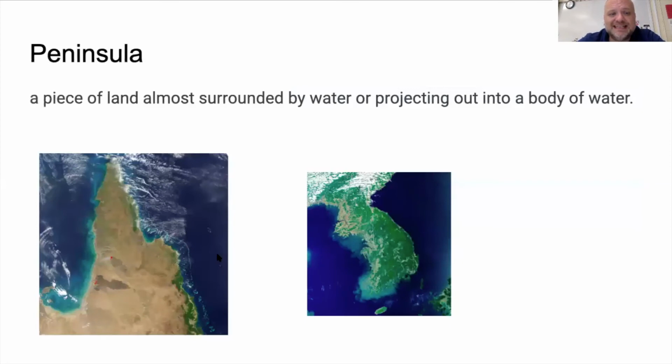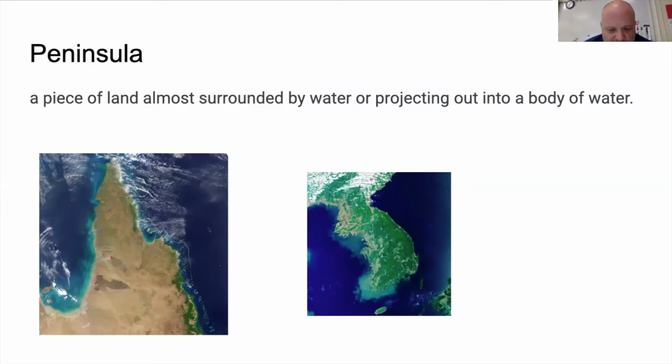Moving right along, peninsula. Now, in elementary school, you are taught that a peninsula is a piece of land surrounded by water on three sides. As we get older, we tend not to say three sides. If you look here at Australia, that is a peninsula. Here's 1, 2, 3, 4, 5, 6. So they can have more than three sides. We kind of use the phrase almost surrounded by water.